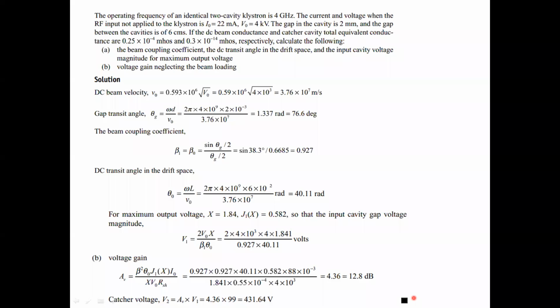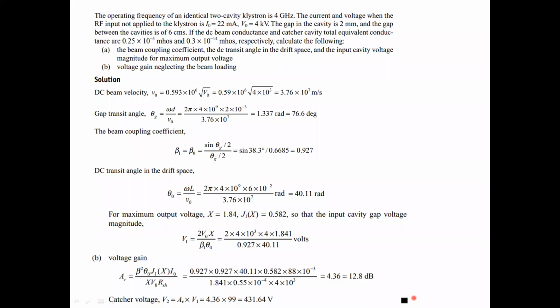So input cavity gap voltage V1 equals 2 V naught x by beta 1 theta naught. So 2 into 4 into 10 power 3, into 1.84. So we have capital X 1.84, V naught 4 kilovolt, direct substitution. Denominator beta 1 is 0.927, transit angle 40 radians, direct substitution.